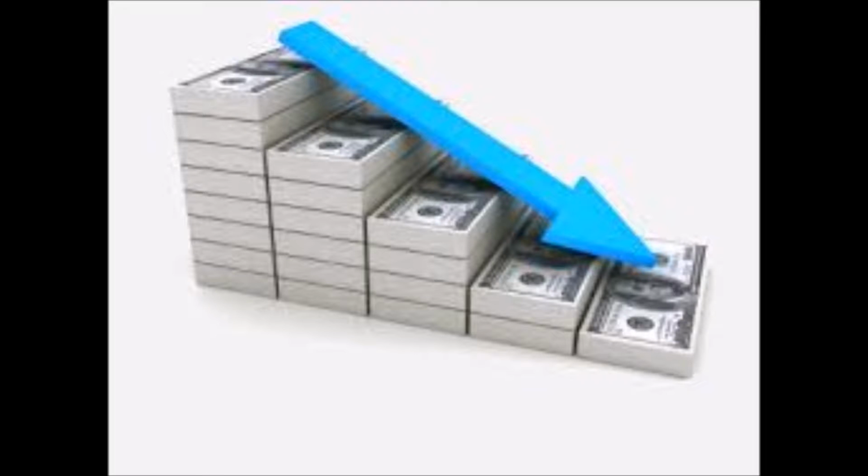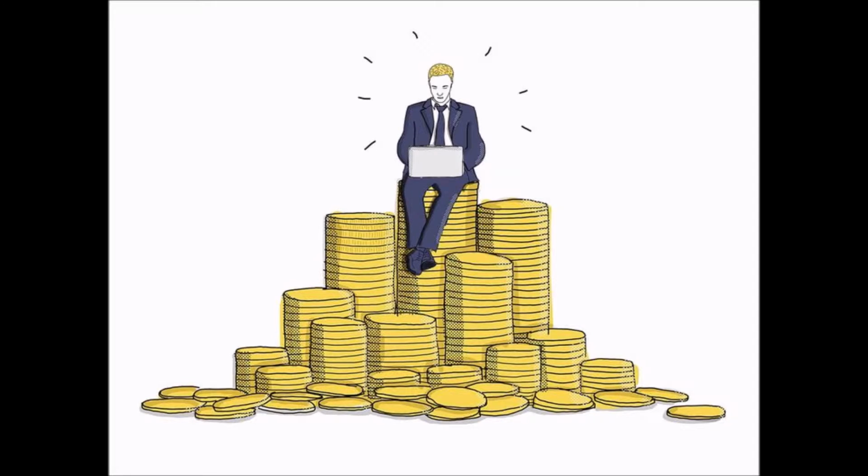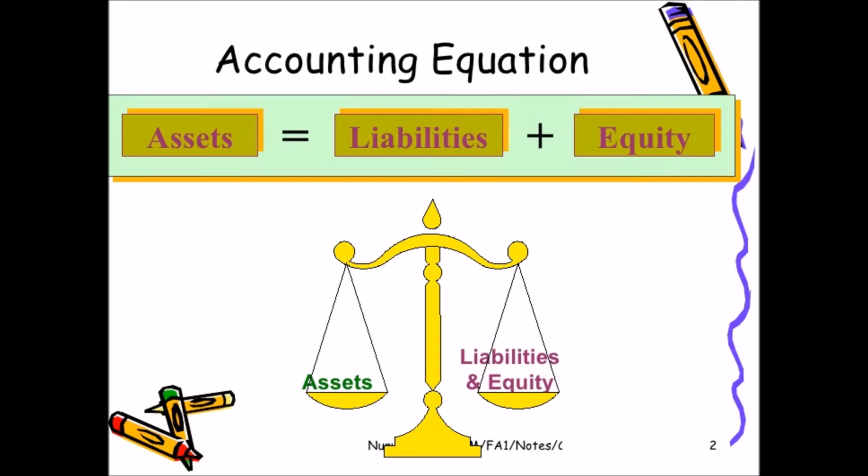Assets is something a company owns that can provide future economic benefits, whereas liabilities is your company's obligation. Owner's equity is the difference between total assets and liabilities. You can find owner's equity by using the equation assets equal liabilities plus owner's equity.